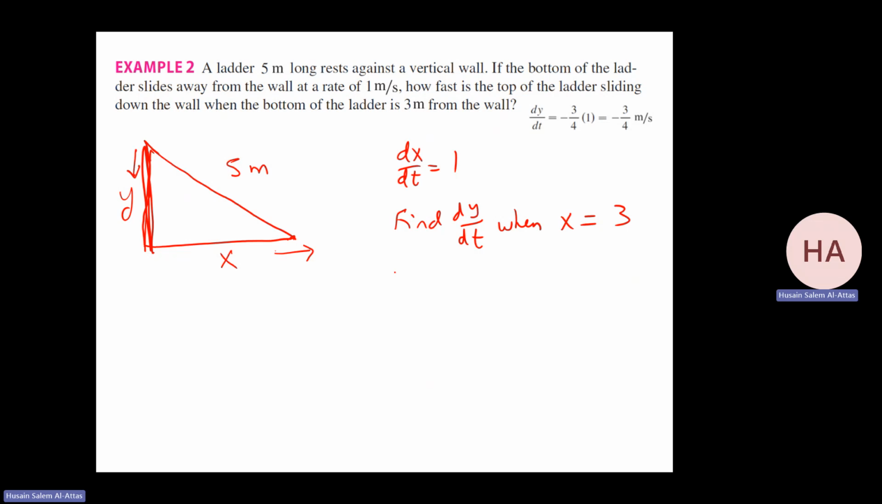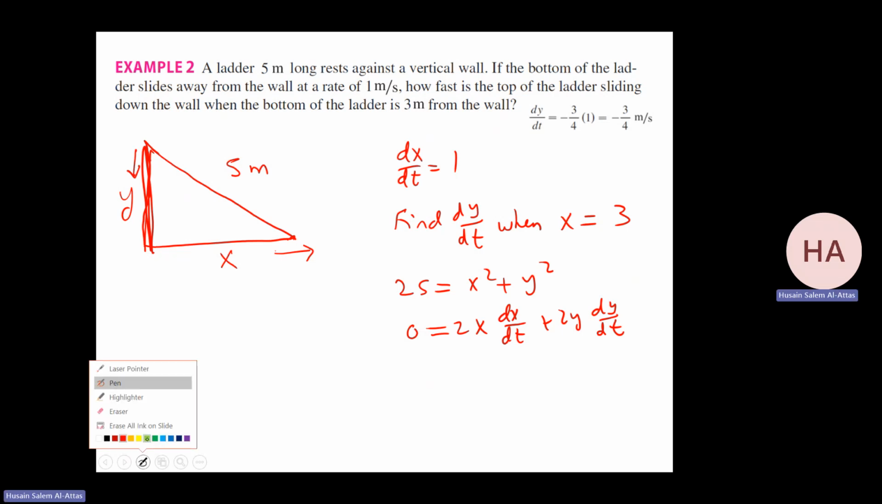Very clear, Pythagorean theorem. I have 25 equals x squared plus y squared. Differentiate with respect to time. So I have 0 equals x dx by dt plus y dy by dt, I can cancel the 2, but don't rush things. Okay. So x given, dx by dt given, this is what I want. So about y, I can get it from here.